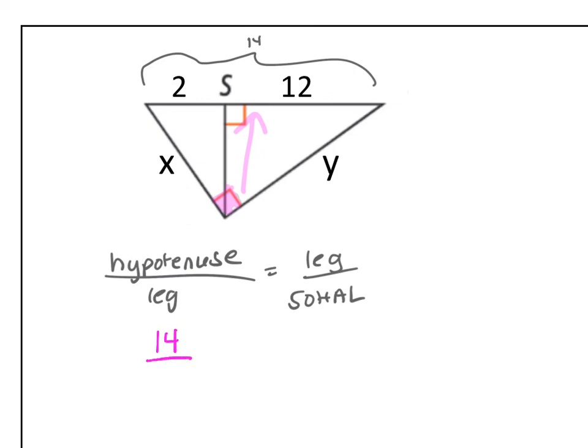Now we're going to solve for x first. So x is one of the legs. That leg repeats, so it goes there again. Now I want the segment of the hypotenuse that's adjacent to the x. What's next to the x? 2.